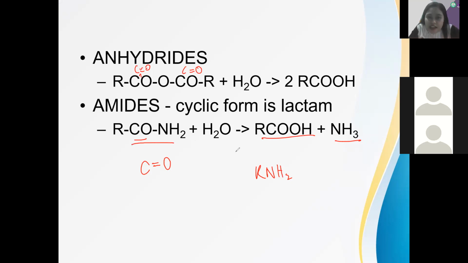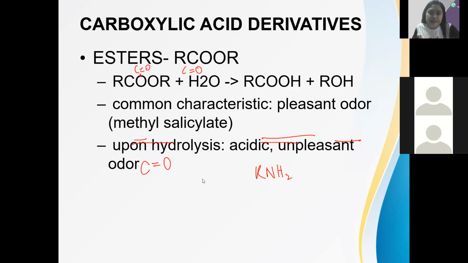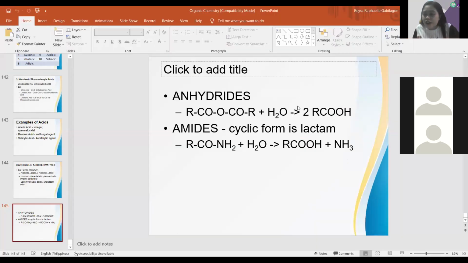Now, just like the esters and the anhydrides, amides also undergo hydrolysis. When you say hydrolysis, there is the reaction of water for our acid derivatives. If there is water reacting with amides, you will get again the carboxylic acid and the ammonia. So all of these classes are derivatives of our carboxylic acid. So actually that ends our discussion for organic chemistry.